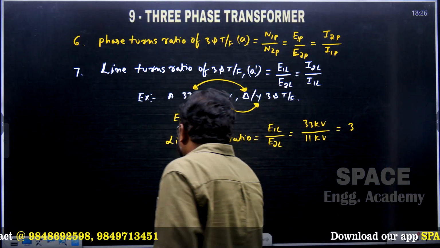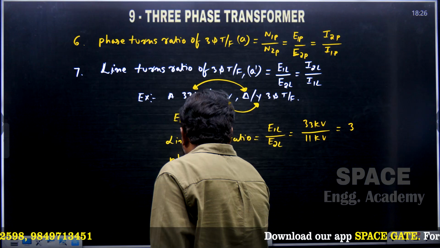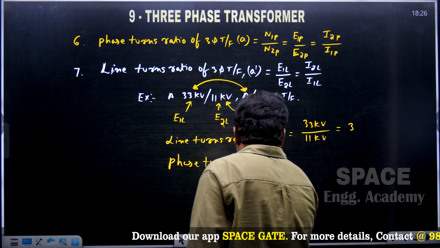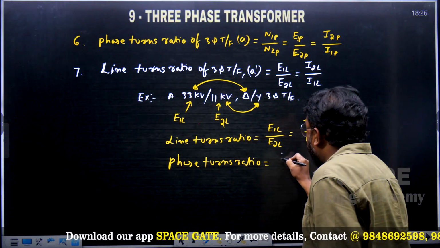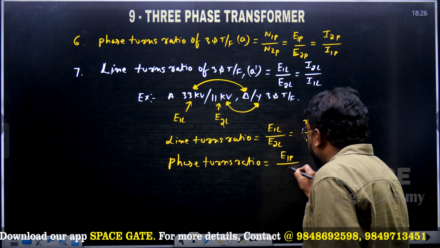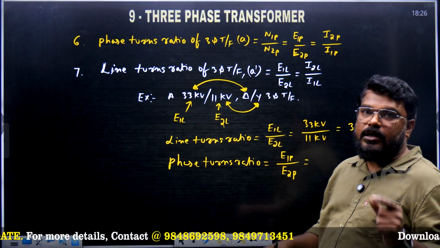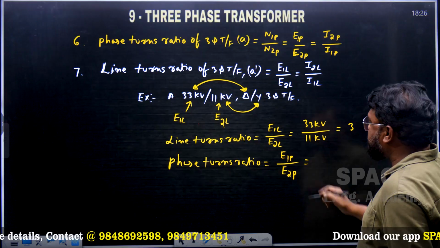And next, the phase turns ratio of the three-phase transformer. How do we get the phase turns ratio? It is equal to E1 phase divided by E2 phase. So now this value is equal to E1 phase divided by E2 phase.